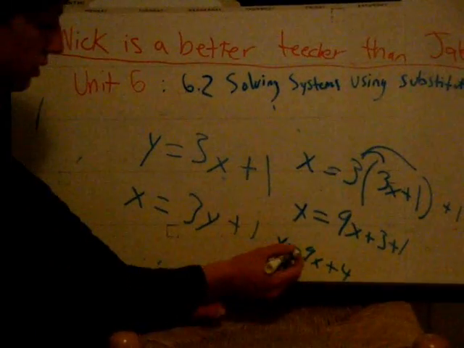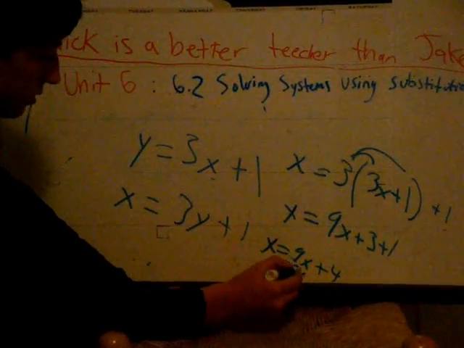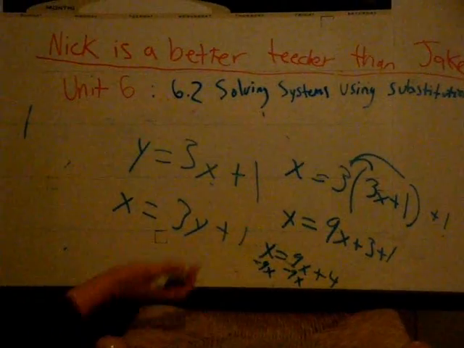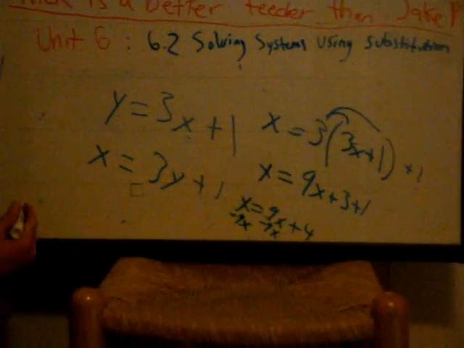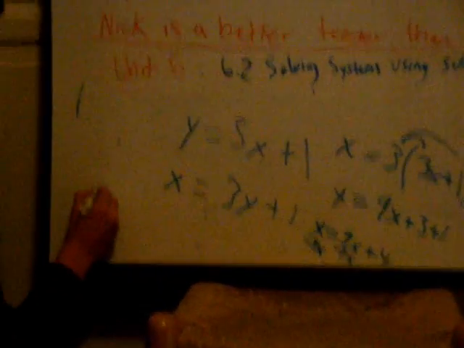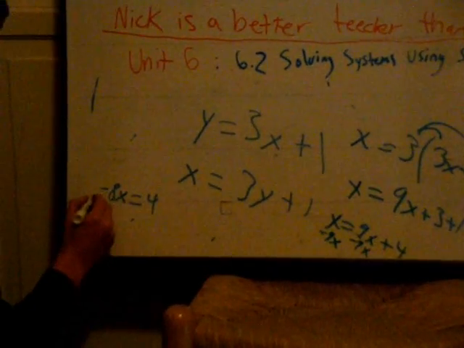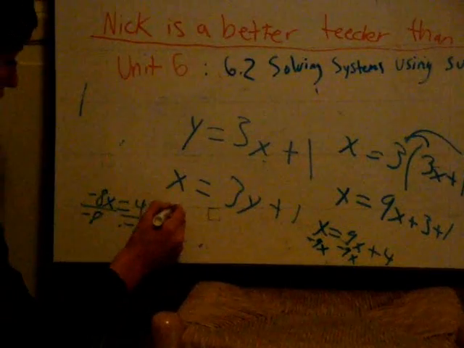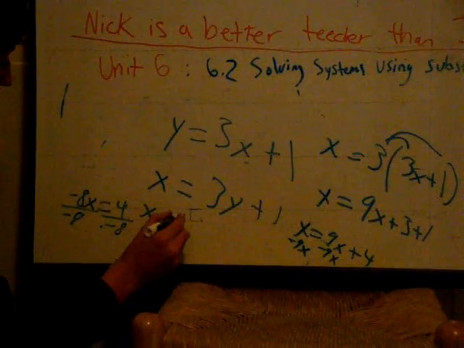And then what we're going to do is get all the x's on one side. So subtract 9x, subtract 9x. Because what you do to one side, you have to do to the other. So please direct your attention over here, which would give us negative 8x equals 4. Then we've got to get x by itself, so we'll divide by negative 8, divide by negative 8. Now it would eventually give us x equals negative 1/2.